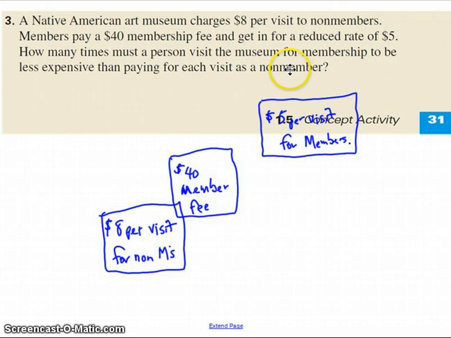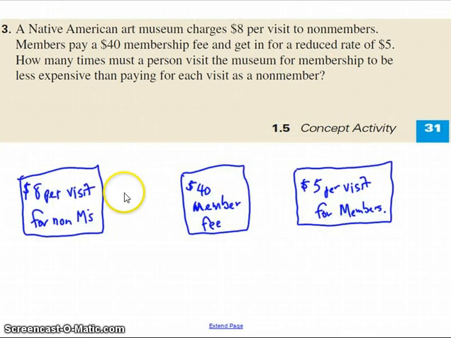And I'm trying to figure out, how do I get it to the place where the membership option is a better deal than the non-member option? So what I want is to compare these two. Well, here's my notes about the non-member option. It's really just $8 a visit. It's simple, but it's expensive in some cases.